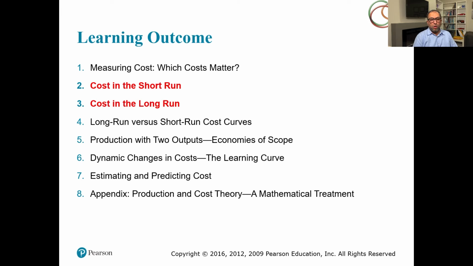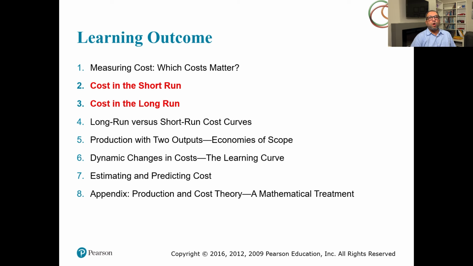Well, in part two, chapter number 7, we're going to discuss a slightly long topic with respect to cost in the short run and cost in the long run. As you know, we discussed in part one that in the short run, all the factors of production are not variable. Some are fixed, so the cost is fixed for that factor of production.